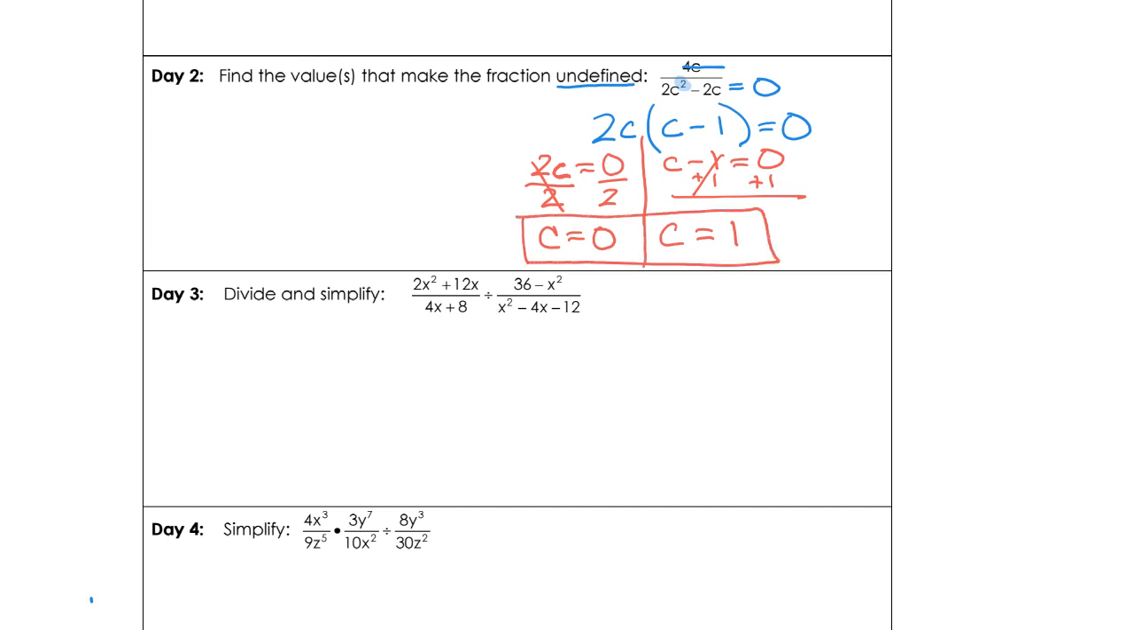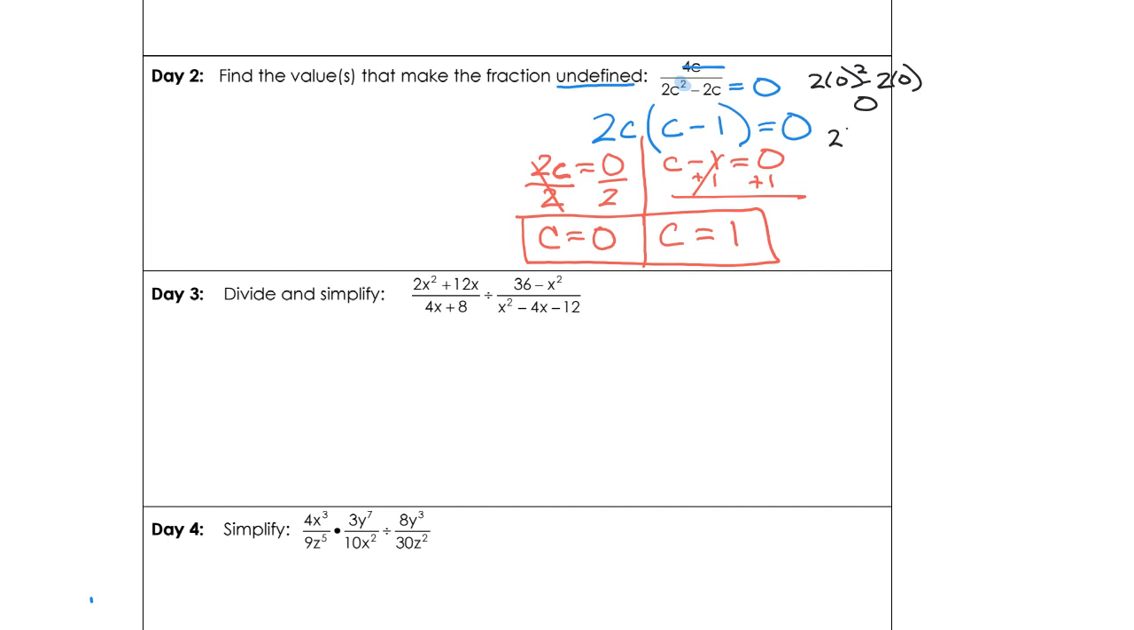Okay? You guys can quickly see that if I substitute them in, 2 times 0 squared minus 2 times 0, and you can type that right in your calculator as well. But 0 squared is 0, anything times 0 is 0, and so that whole expression turns into 0, which makes the fraction undefined.